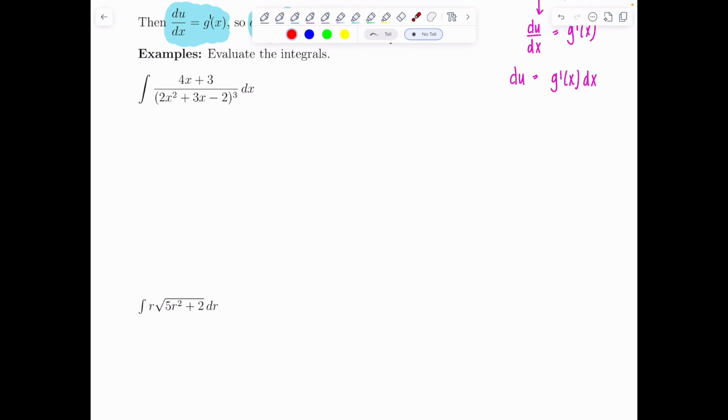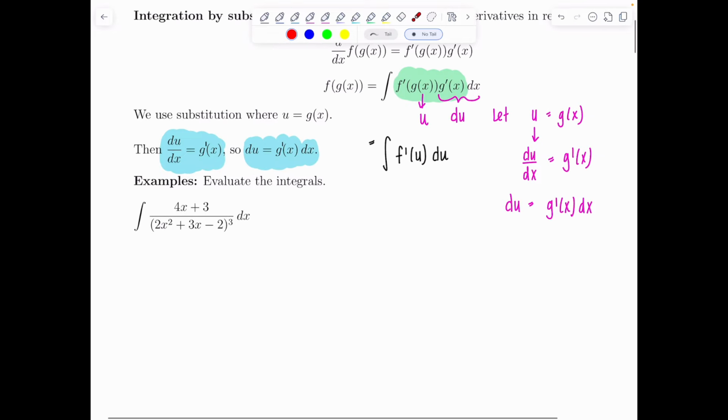Find the antiderivative of 4x plus 3 over (2x squared plus 3x minus 2) cubed dx. So in the beginning, you might guess wrong who to let u equal, and that's totally normal, okay? If I were you, I would leave my wrong guesses on my paper and just put a big X through them, because it's helpful when you look back to see why those choices didn't work out for you. Now, here's something to keep in mind.